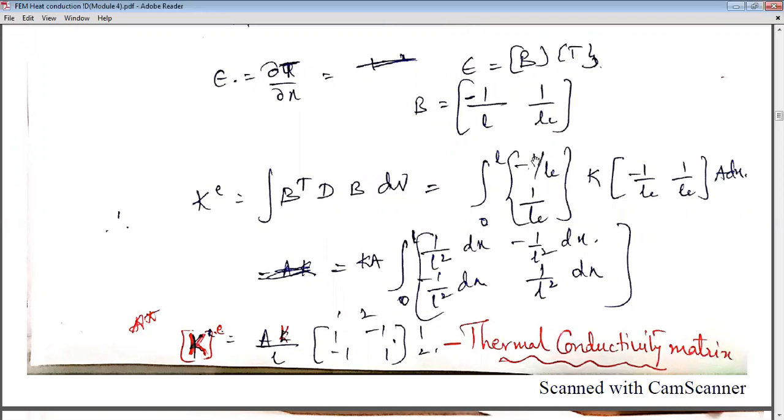Now termwise multiplication: 1 by L square, 1 by L square, minus 1 by L square, this minus 1 by L square, and this into this plus 1 by L square. I took the cross of the two matrices, 0 to L. So if you look, take 1 by L square out; the integral of dx is x, so the upper limit is L. So 1 L, 1 L cancels, and all these common L will go here: Ka by L or Ak by L. Then the remaining terms are only 1, minus 1, minus 1 and 1. So 1, minus 1, minus 1, 1. This is all about your element conductivity stiffness matrix.